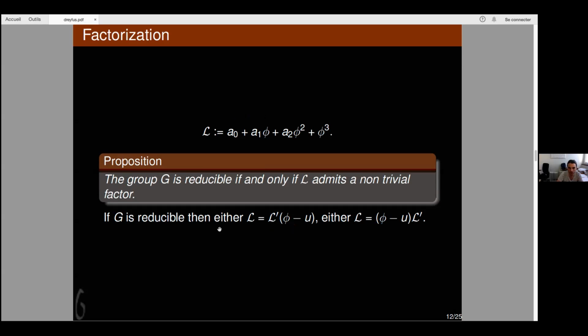So J is reducible if and only if the operator admits a non-trivial factor. And since your operator has order 3, if you have a non-trivial factorization, it means that you have a factor of order 1. And so it's a left or a right factor of order 1.